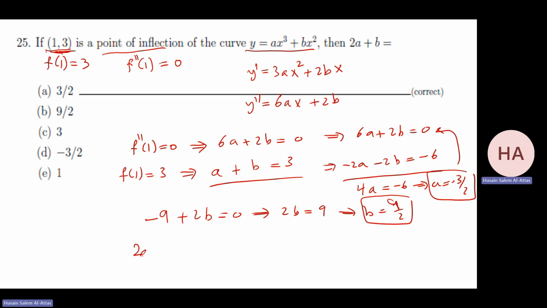So now we need what? 2a plus b would be minus 3 plus 9 over 2, which is 3 over 2.